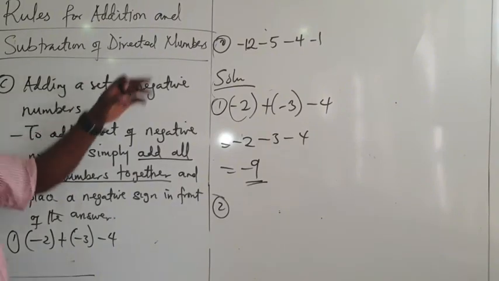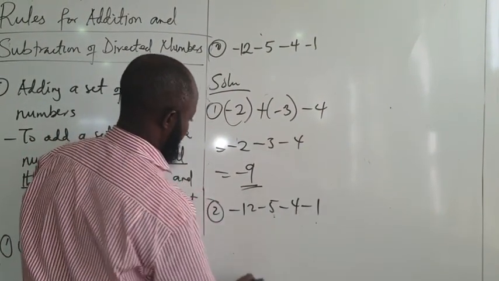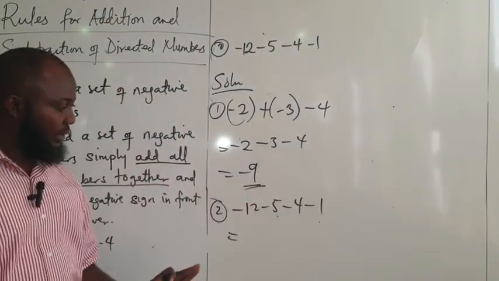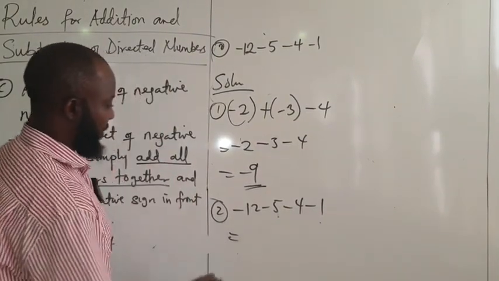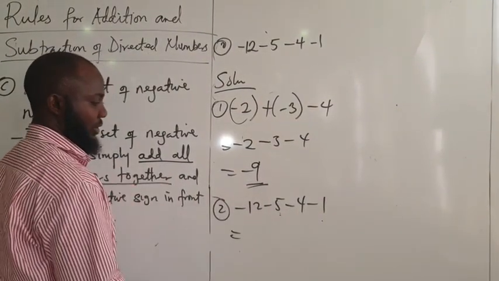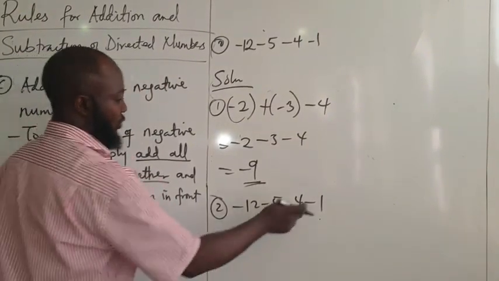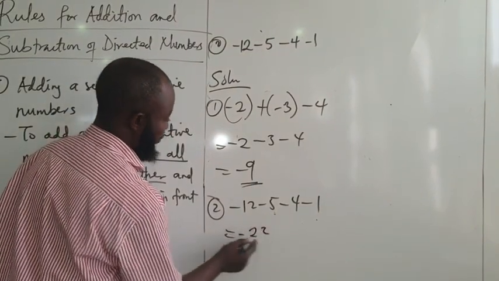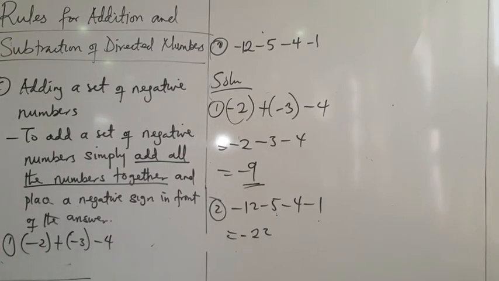Then the last one we have is minus 12, minus 5, minus 4, minus 1. So what are you going to do here? You add them together again, the same thing. 12 plus 5 plus 4 plus 1. So that means 12 plus 5, 17. 17 plus 4, 21. 21 plus 1, 22. That will be minus what? 22. Put minus in front of the answer. So that is the answer. I hope this is very clear.